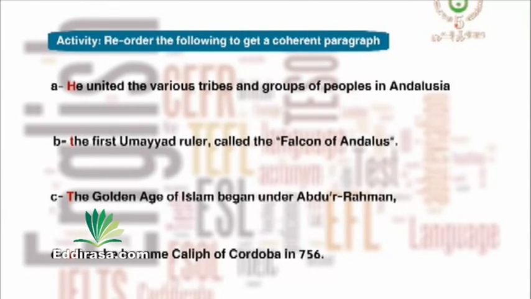Sentence B. The first Umayyad ruler called the Falcon of Andalus. Right, it doesn't start with a capital letter, but it ends with a full stop this time. The third one, the golden age of Islam began under Abdurrahman. This sentence starts with a capital letter, but doesn't end with a full stop. There is just a comma. And when he became Caliph of Cordoba in 756, this sentence is the second part of a sentence as it starts with a small letter and ends with a full stop. Right? Let's do our activity now.